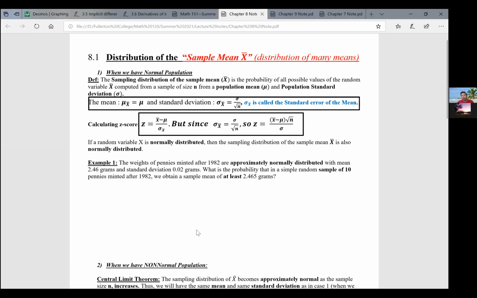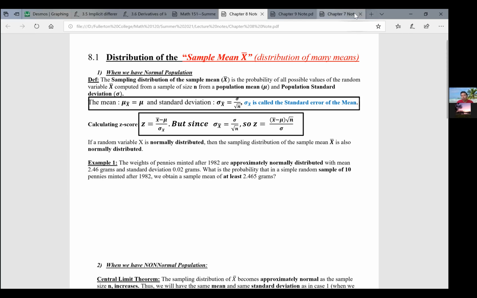And I said before, because normal distribution is so convenient, we can try to convert every distribution back to the normal distribution so that we can just use one simple command. In order to do that, we need to find the z-scores, and the z-score for 8.1 will equal x bar minus mu divided by sigma x bar.